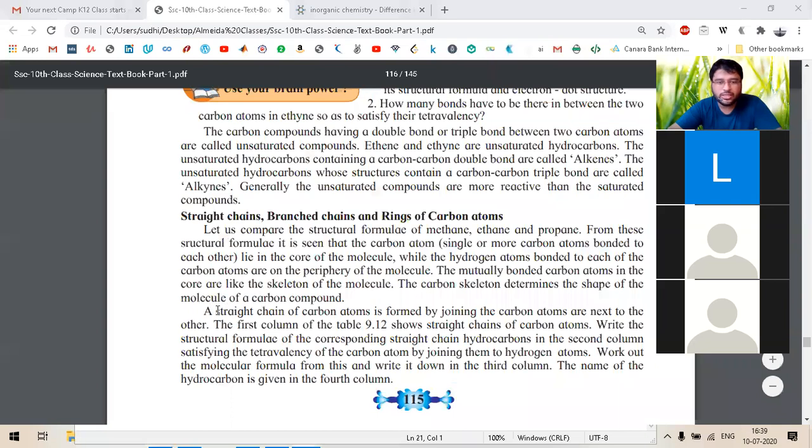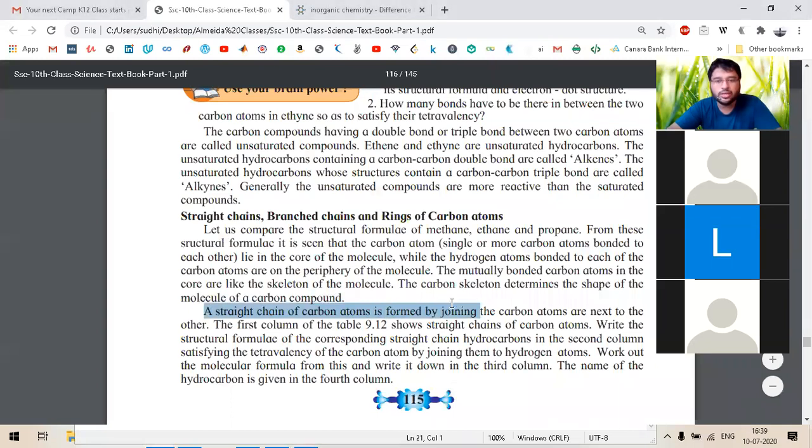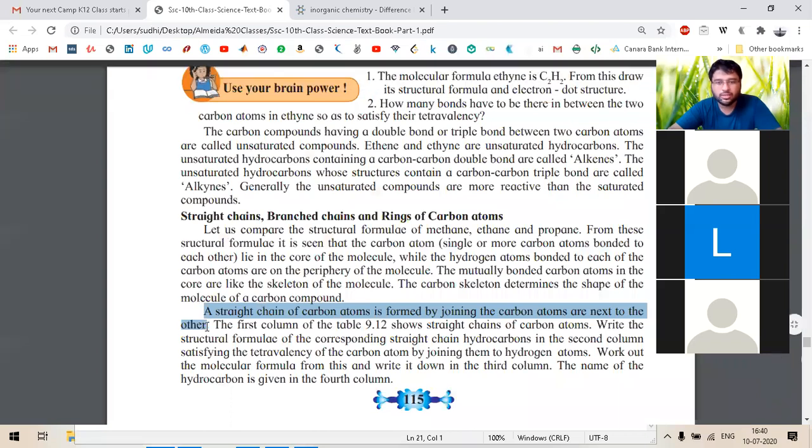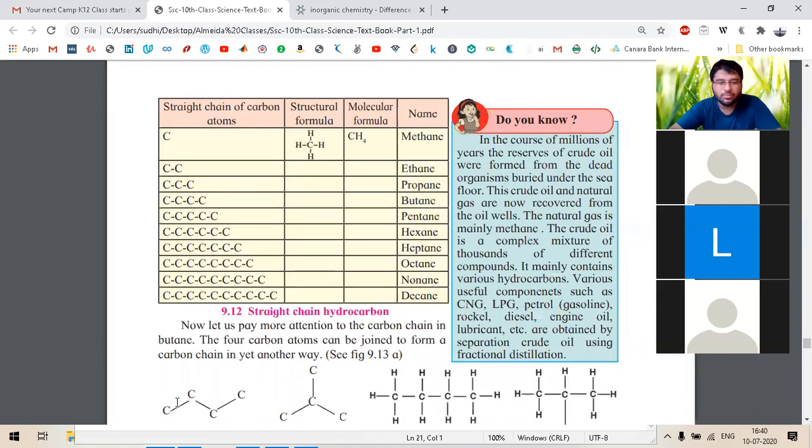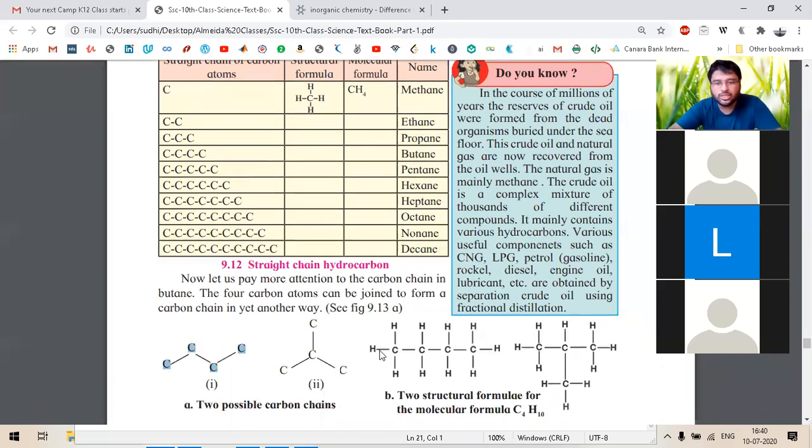See, a straight chain of carbon atoms is formed by joining the carbon atoms next to each other. And here, if you will see, they have also given the diagram. This diagram is also a straight chain of carbon atoms. This is a straight chain of butane, right? Butane has 4 carbons with single bonds. So Siona, you have to write that one sentence and draw this diagram. You don't write a structural formula. You just write a straight chain diagram of carbon atoms. Okay, Siona?